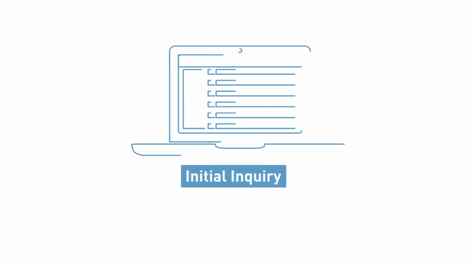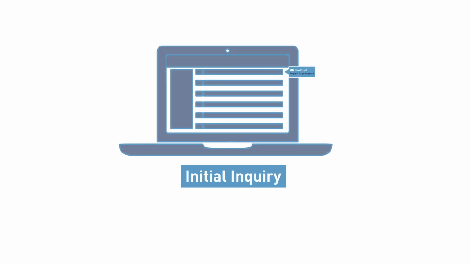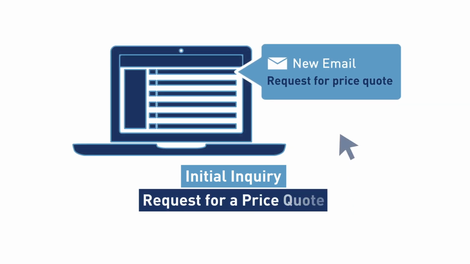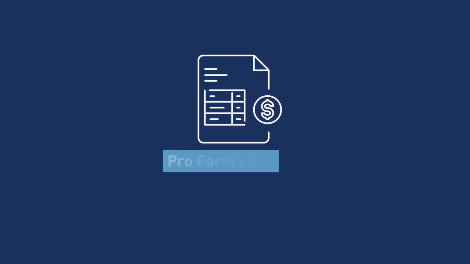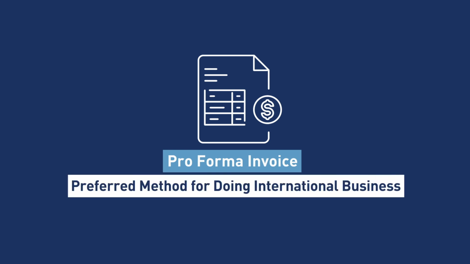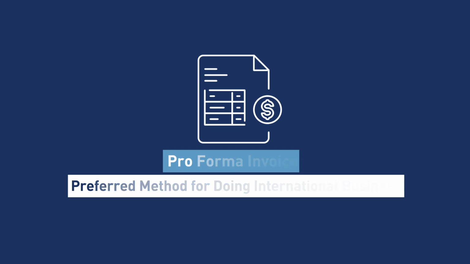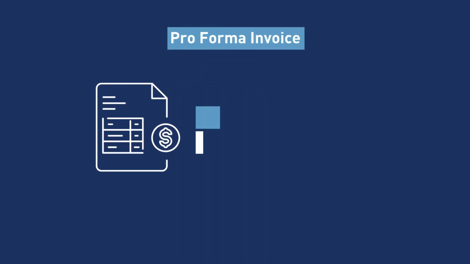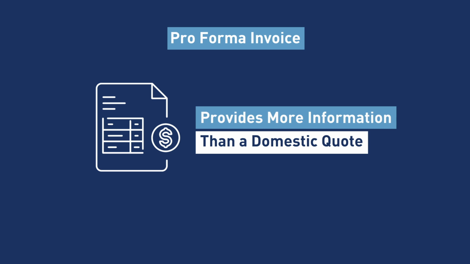A sale to a new foreign buyer often begins with an inquiry, followed by a request for a price quote. Once you have established that there is genuine interest, the next step is to create a pro forma invoice for the potential buyer. It's the preferred method for doing international business. A pro forma invoice provides more information than a domestic quote in order to address the unique aspects of foreign sales.